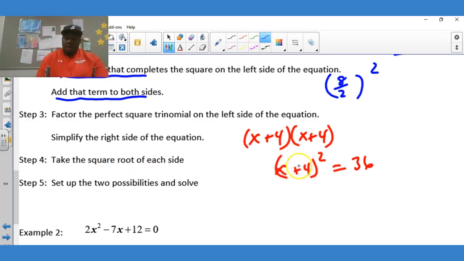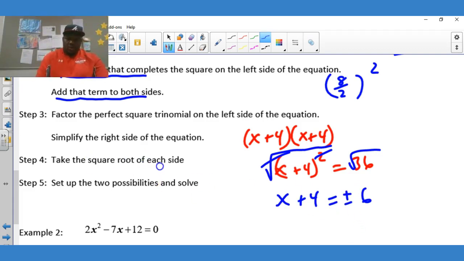So now see how I have this binomial squared equals 36? Well, now we're going to solve it by taking the square root on both sides. So right here, the square root and the square negate each other, it cancels. And I'm left with x plus 4, and over here I end up with plus or minus 6. So take the square root of each side. Now set up two possibilities and solve. So now I'm going to subtract 4, minus 4 on both sides.